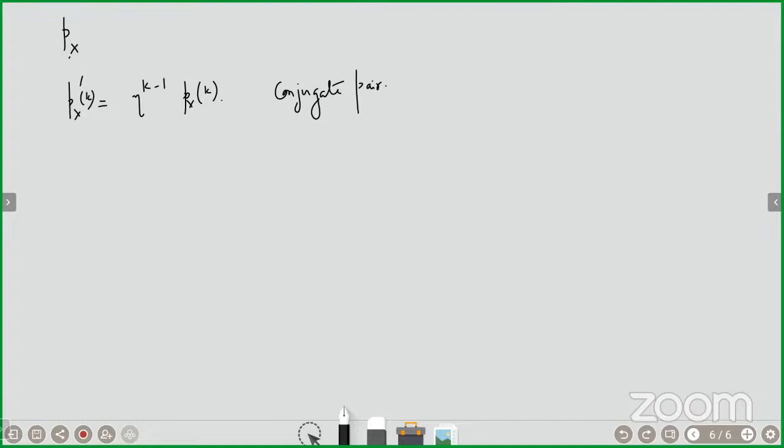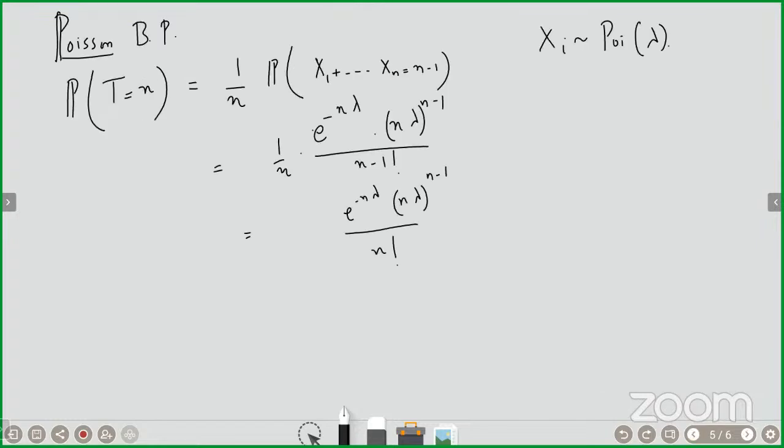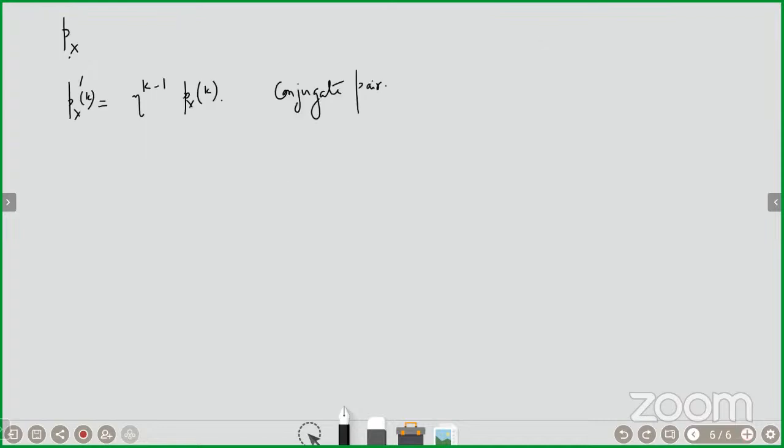Is the question clear? Yes. So we wanted it, but we didn't get everything here. We didn't get back a Poisson. It resembles it, but it's not really Poisson. Now, in this case, what can you say about the conjugate? The X was Poisson. Is X prime also Poisson?